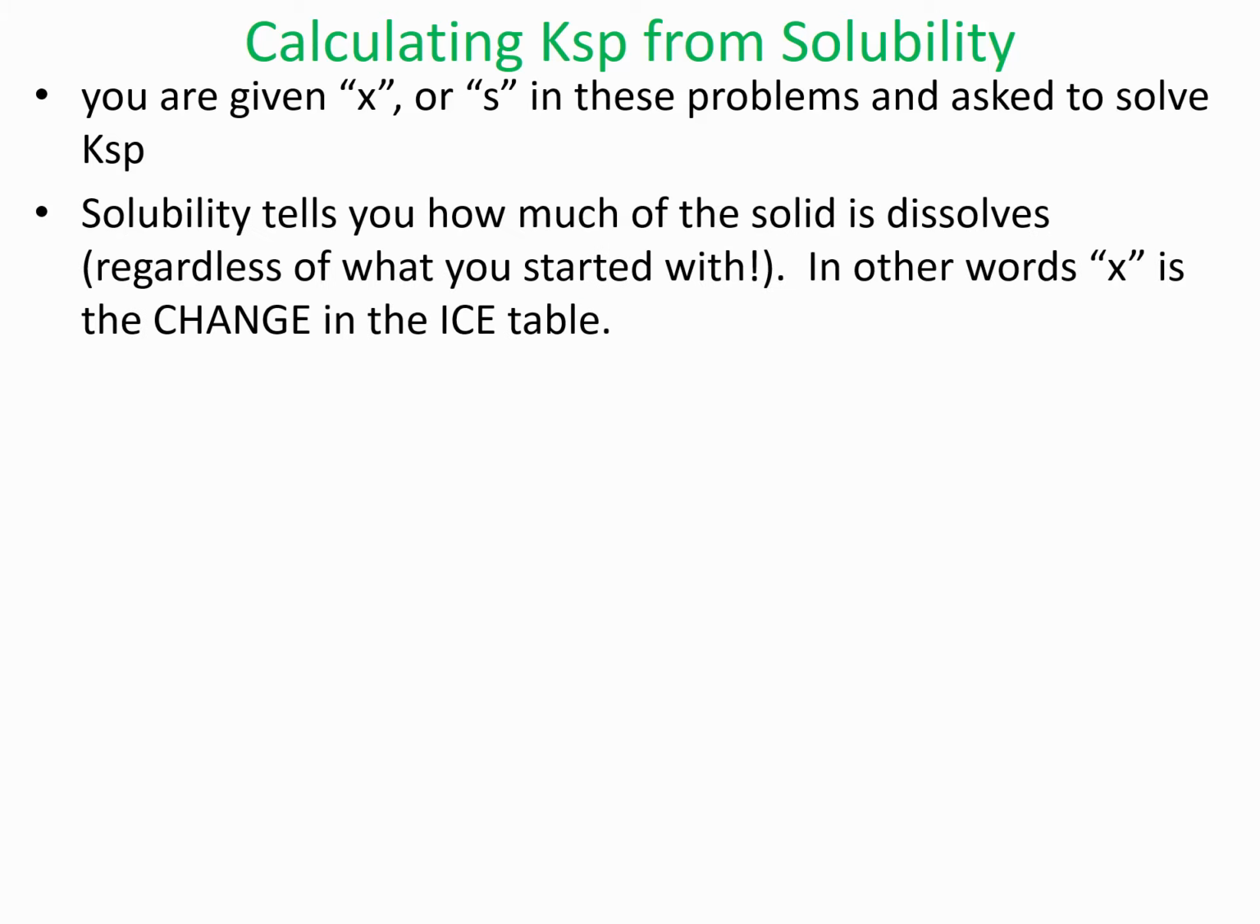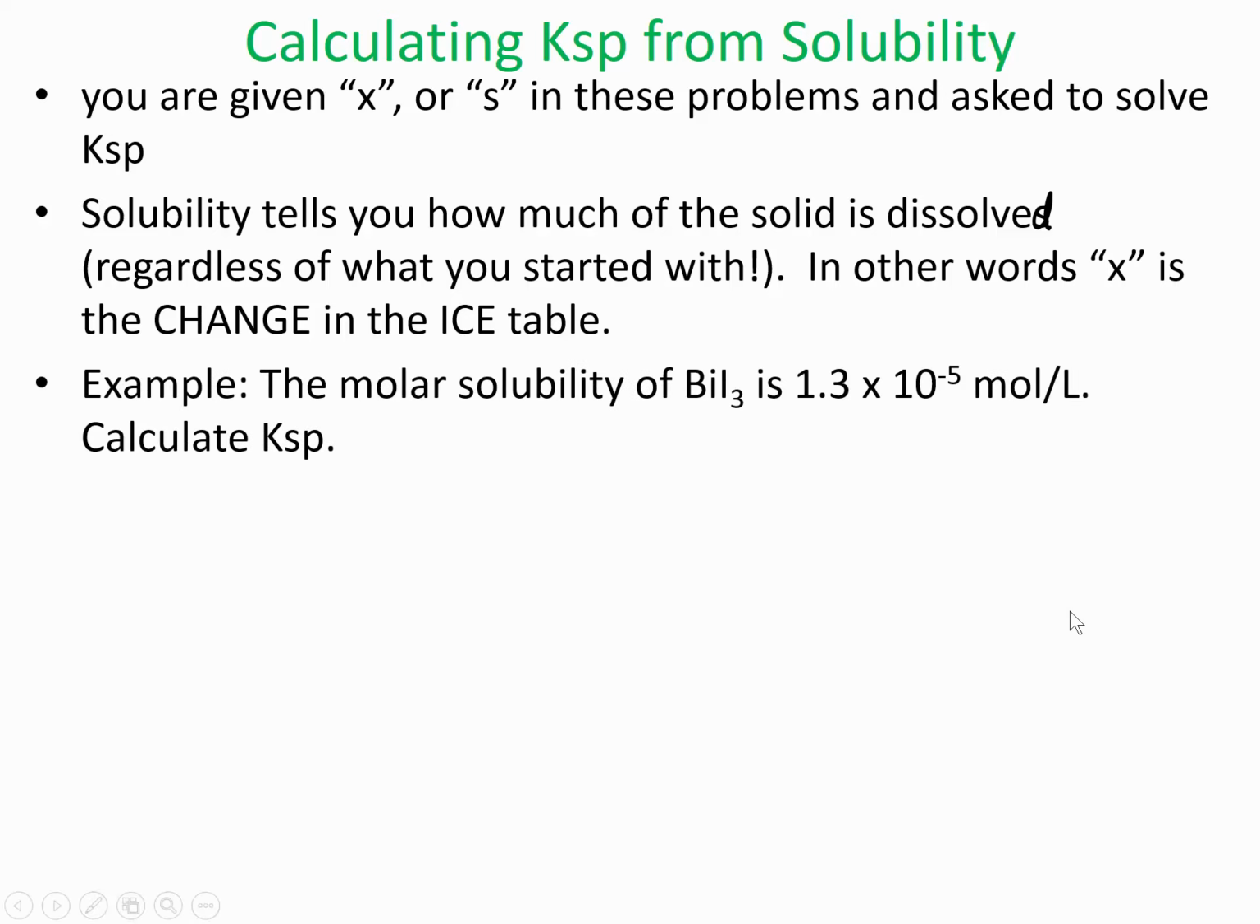So you're getting the number that goes to the right side, the ionized side of the ice table. You're given the change out of initial, change, equilibrium in the ice table. So remember, solubility tells you how much of the solid is dissolved, regardless of what you started with. In other words, X is the change in the ice table. So let's do an example problem.